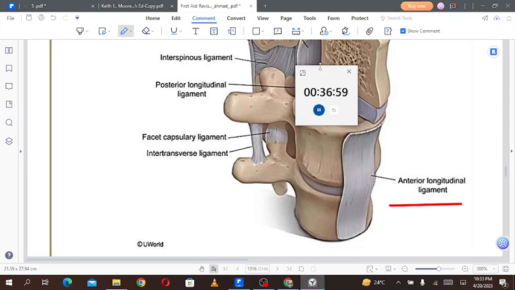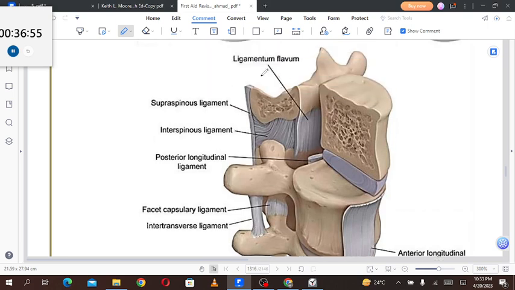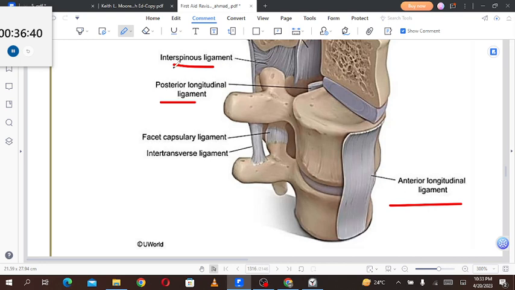Then we have the ligamentum flavum that is present inside here. Then there is the supraspinous ligament outside this. Then the interspinous ligament that is connecting the two spines. The posterior longitudinal ligament, which is the posterior counterpart of the anterior longitudinal ligament. Then facets, the capsular ligament, and the intertransverse ligament.